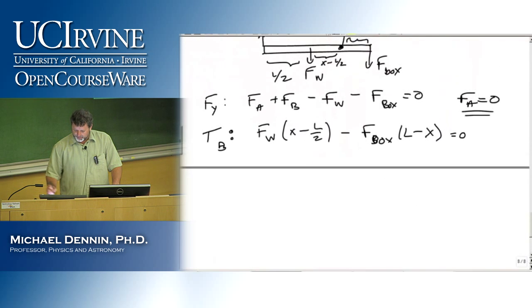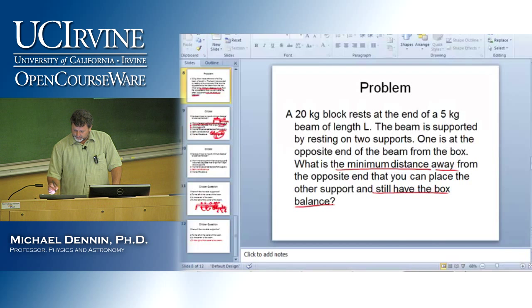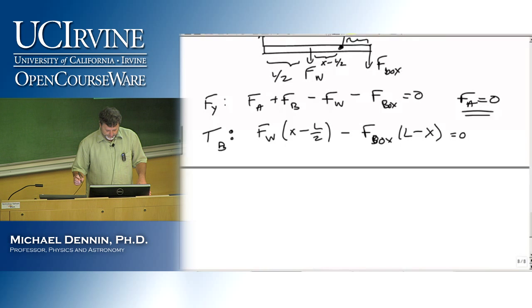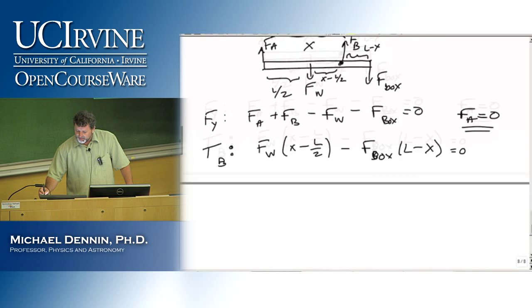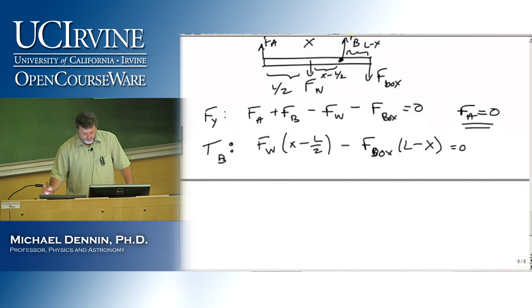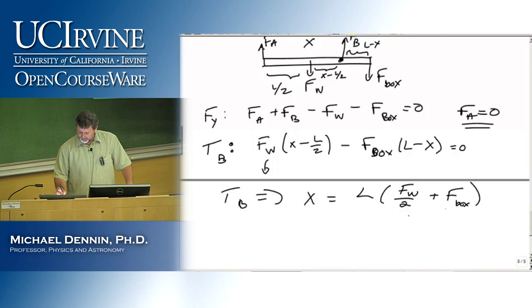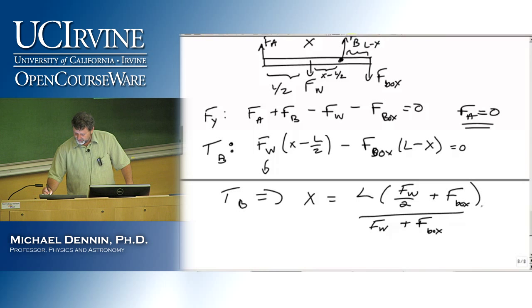Now, if you go back to the problem, oh wait, sorry. Oh, that's right. In this case, notice I didn't give you L. And if I work this out from the torque equation, you're going to get x equals L times the weight over 2 plus the box divided by the weight plus the box. And this will come out to 0.9 times L.